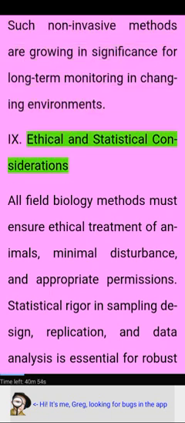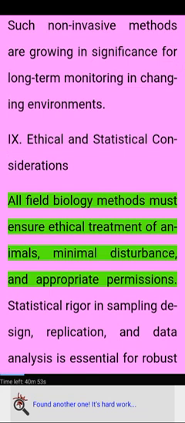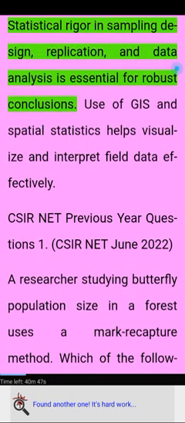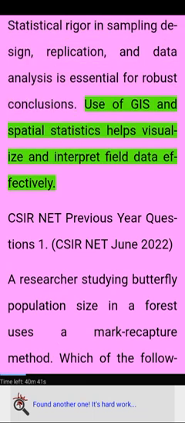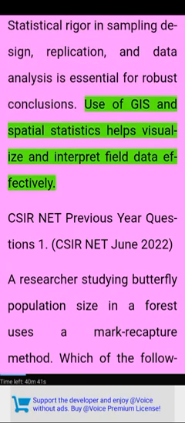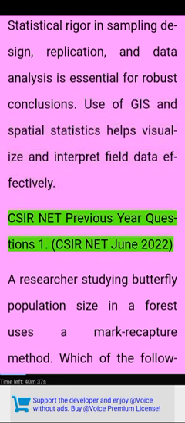X. Ethical and statistical considerations. All field biology methods must ensure ethical treatment of animals, minimal disturbance, and appropriate permissions. Statistical rigor in sampling design, replication, and data analysis is essential for robust conclusions. Use of GIS and spatial statistics helps visualize and interpret field data effectively. CSIR-NET previous year questions. 1.